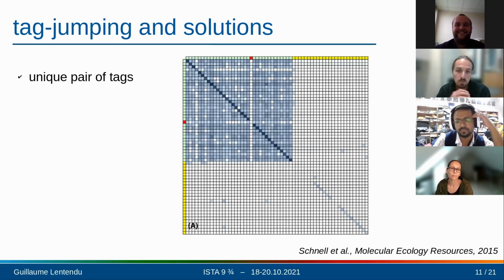In this paper, they used only the unique combinations. Here in green is the reverse tag, and on the y-axis is the forward tag. They use only the unique combinations, so F1 with R1, F2 with R2. You see in dark blue the combinations they use. But almost all other combinations have been found in the raw sequences. So it's fairly easy to remove these light blue combinations because they are not expected, so no samples in your study have this barcode.